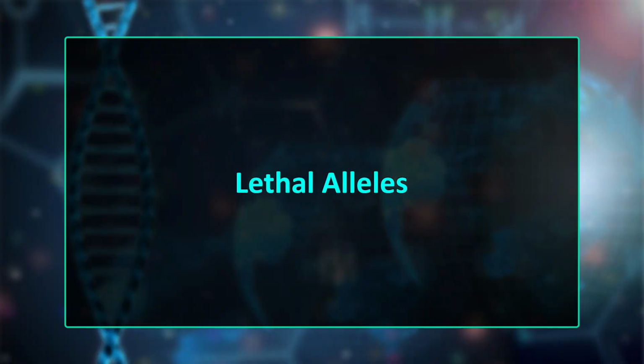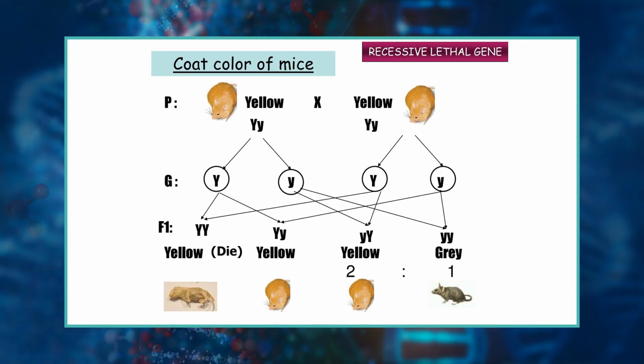The next one is lethal alleles. A few genes have alleles that affect the survival of the organisms. For example, lethal yellow occurs due to a mutation in mice that turns its coat yellow. Mice with homozygous alleles die during embryonic development. So lethal alleles can be dominant or recessive and can be expressed in homozygous or heterozygous conditions.